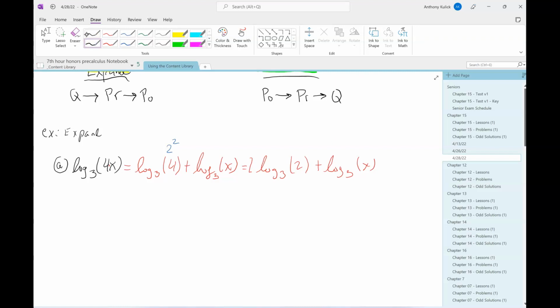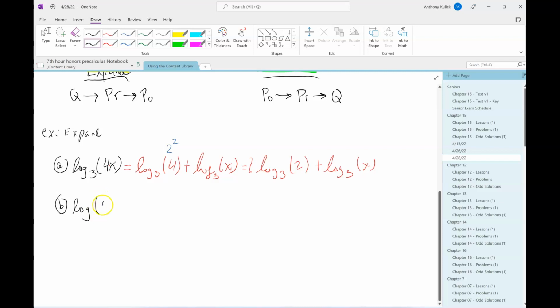Okay. Mr. Kulik, that was kind of a nasty trick there you just pulled with that coefficient. Well, it's not so nasty if I'm showing it to you first, right? It'd be nastier if I put it on the test without showing you the trick. Try not to do that.